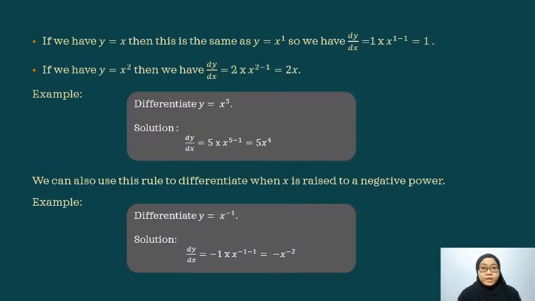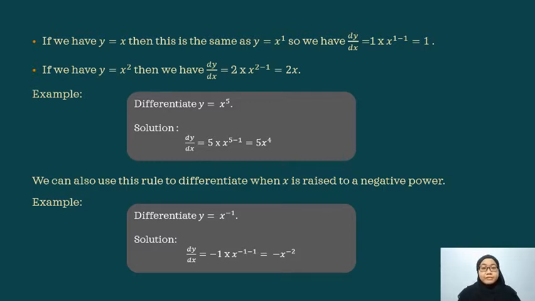Let's say we have y equals x. Then it is the same as y equals x to the power of 1. If we use the general form, we will get dy/dx equals 1 times x to the power of 1 minus 1, which equals 1. If we have y equals x squared and we want to differentiate it, we can use the general form. Then dy/dx equals 2 times x to the power of 2 minus 1, and then it will equal 2x.